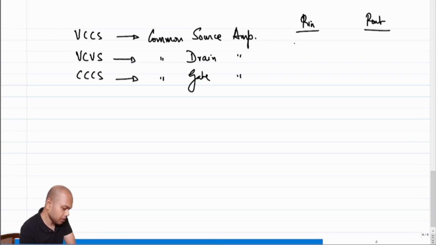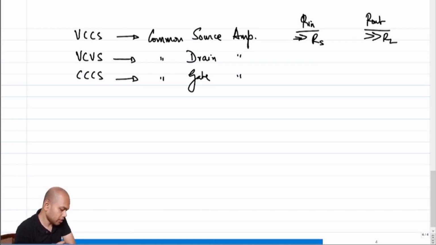For a voltage controlled current source, R in should be high and R out should be low, right? High with respect to what? R in should be high with respect to the source resistance, and R out should be low with respect to the load resistance. So if I have to write it appropriately, R in should be much greater than Rs, and R out, since it's a current source, should be much greater than RL, and a common source amplifier was satisfying that.